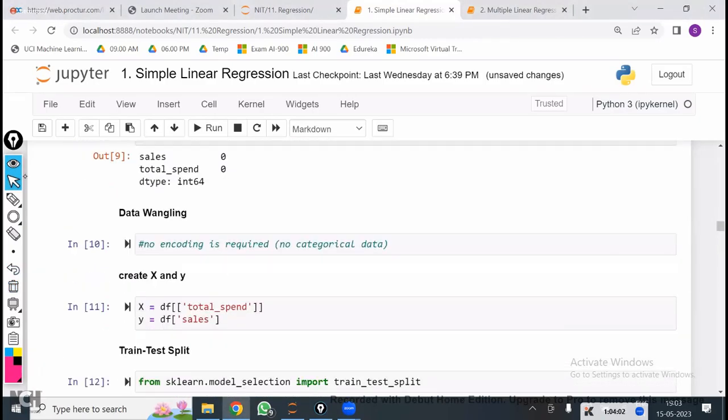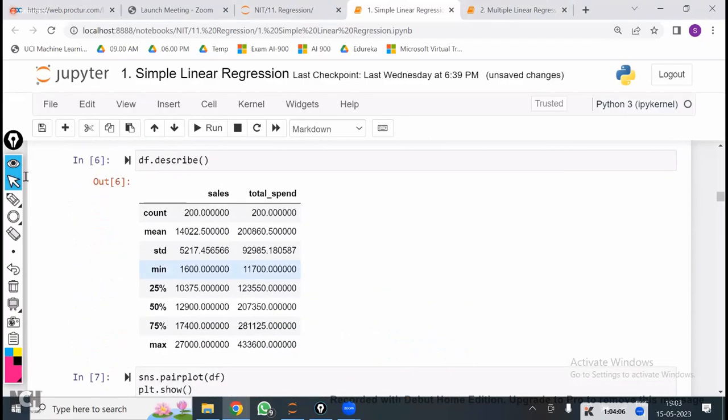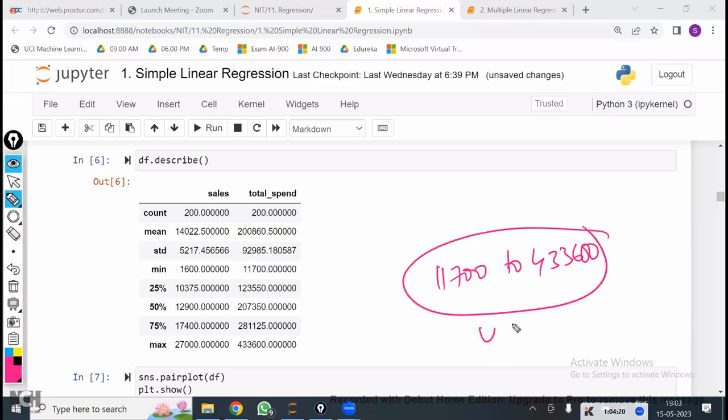So what is the data it is applicable means between a data set of 11,700 to 4,33,600. Between the range of 11,700 to 4,33,600 only, this logic is applied. Whatever you have calculated, beta naught plus beta 1 x, if it is more than that also, it is not applicable. Less than that also, it is not applicable. That is the limitation of linear regression.